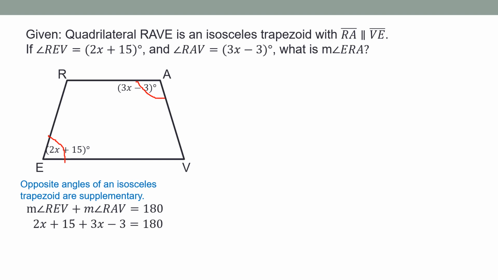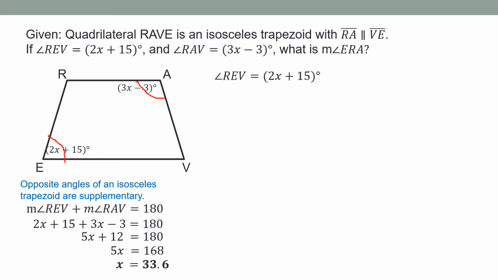So let us substitute the given measurements. 2x + 15 + 3x - 3 equals 180. Combining similar terms, we have 5x + 12 equals 180. Using the addition property of equality, 5x is equal to 168 by subtracting 12 from both sides of the equation. Dividing both sides of the equation by 5 leads to x equal to 33.6. x is equal to 33.6.